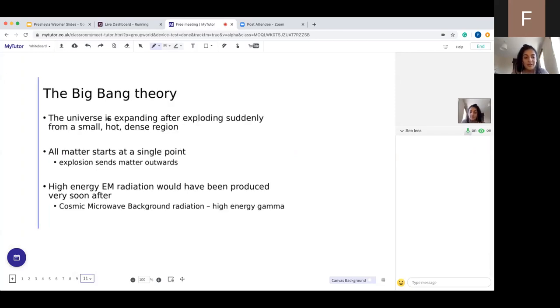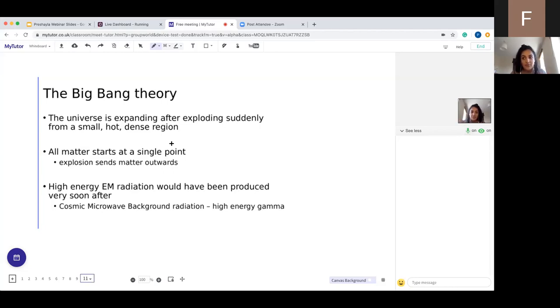Then we talked about the Big Bang Theory. The Big Bang Theory is this idea, this model, that the universe started at a very small, hot, dense point and exploded suddenly and started expanding. All matter was sent outwards by this explosion.